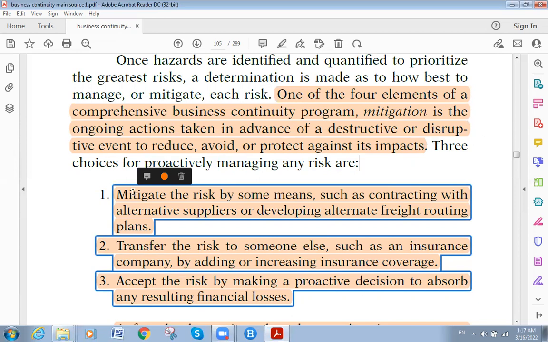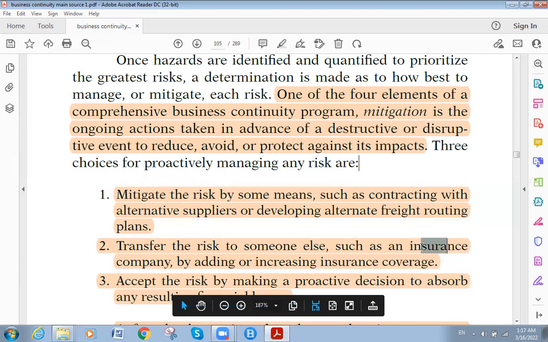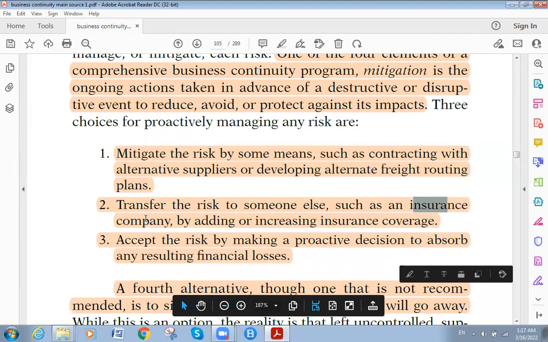Why do we assess the risk? We assess the risk to mitigate it. Mitigate means put it down. We cannot prevent it, but we can reduce the impact of the risk. Or transfer the risk through insurance. This is with insurance, like you see here, through the insurance.